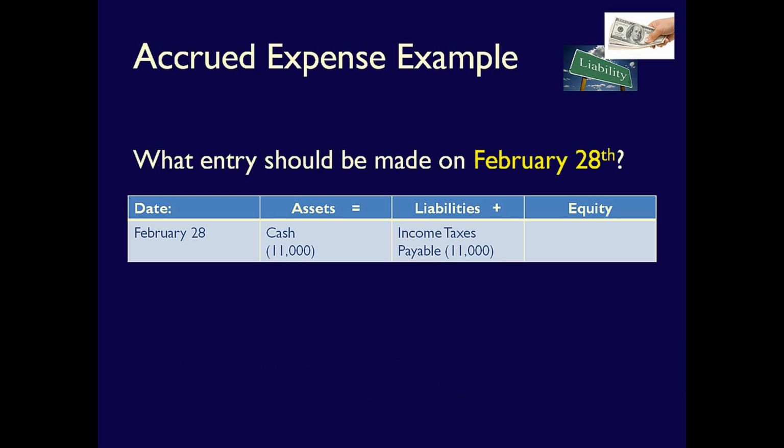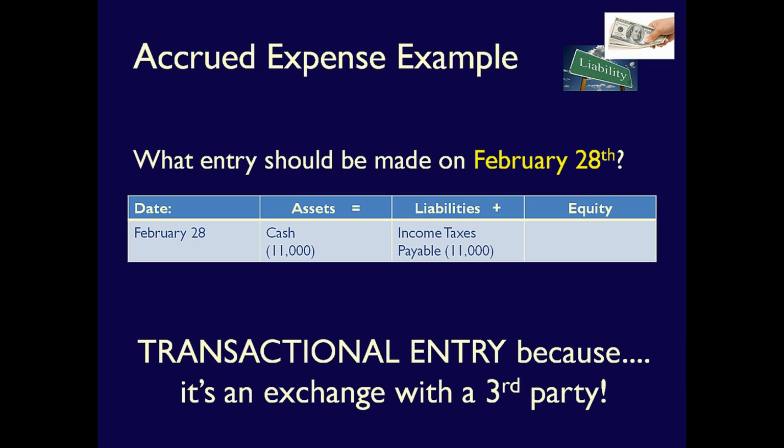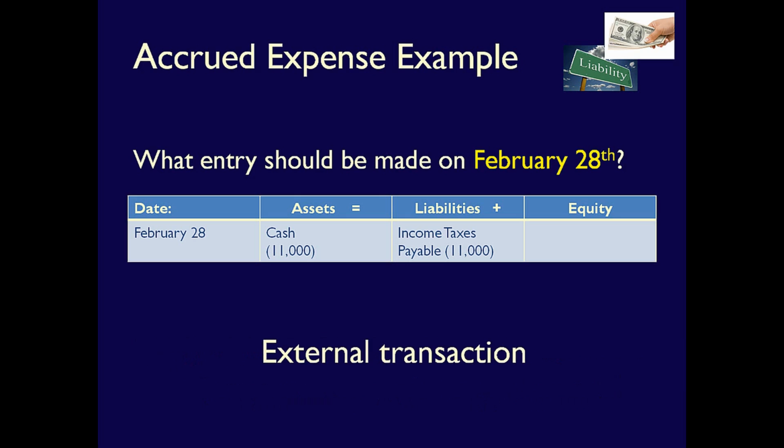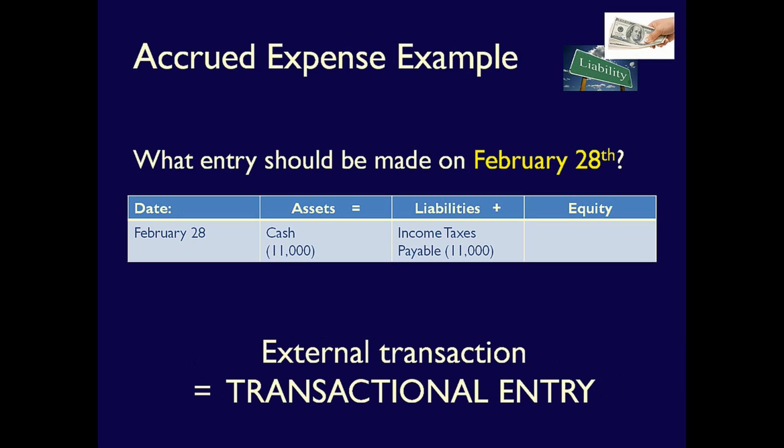What type of entry is this? It's a transactional entry because it's an exchange between two parties. Plus, it involved cash, and we know that whenever cash changes hands, it's a transactional entry. It's also an external transaction because it's an exchange between two parties involving cash. External transactions are always transactional entries.